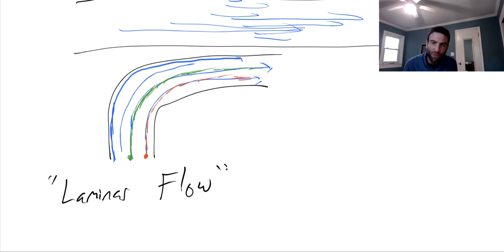So laminar flow tends to result when viscosity is dominating the flow of this liquid, right? Because viscosity is trying to stop nearby parts of a fluid from moving very differently from one another, right? Viscosity acts to oppose the relative motion of one layer of water from another. And so if you have very viscous flows, they tend to follow these neat, smooth, orderly streamlines, right?